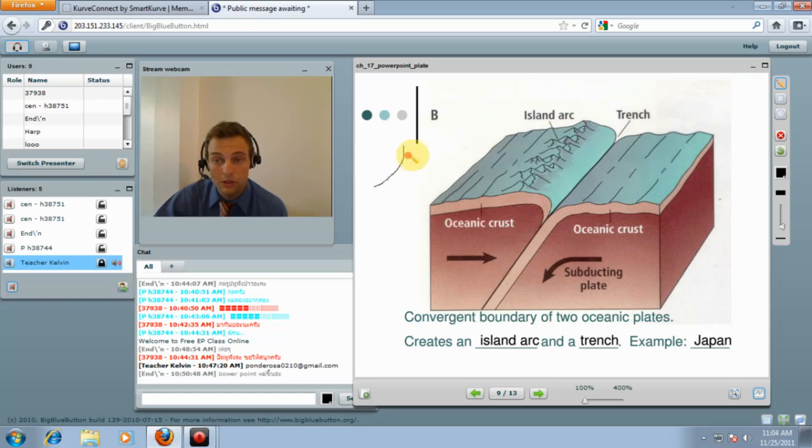And off the coast of Japan, just the same as we were talking about with South America, there's this really big trench, and it's very deep, and it's basically a direct result of this subducting plate.